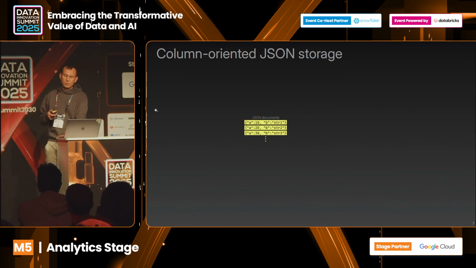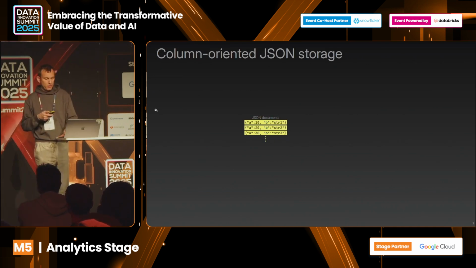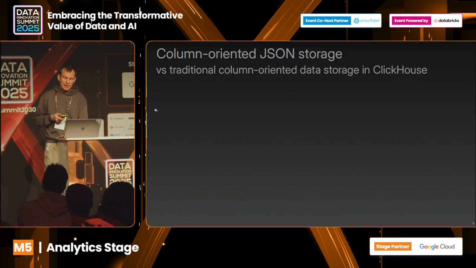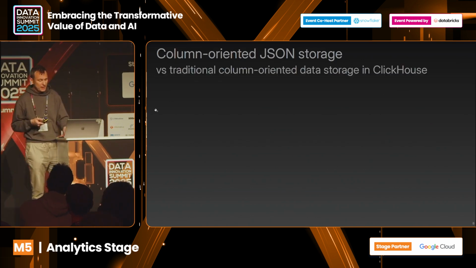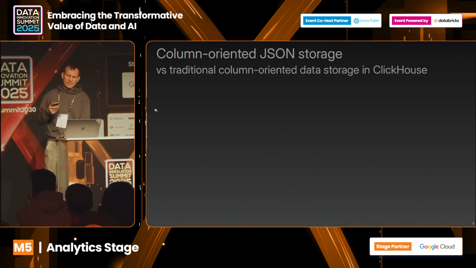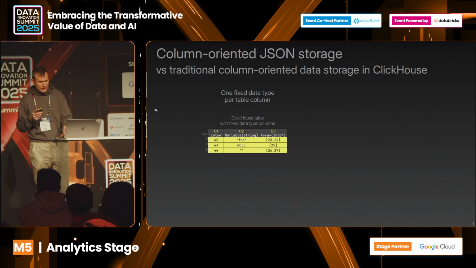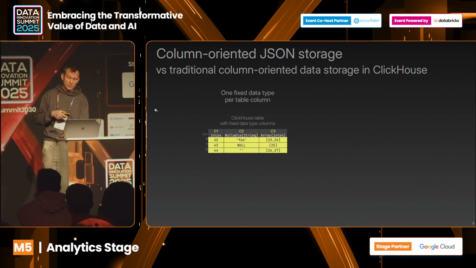When we started out building true column-oriented storage for JSON in Clickhouse, we faced a couple of challenges. In Clickhouse, but also in any other relational database, table columns always have only one fixed data type. So accordingly, Clickhouse stores each column in a column file of the corresponding type.